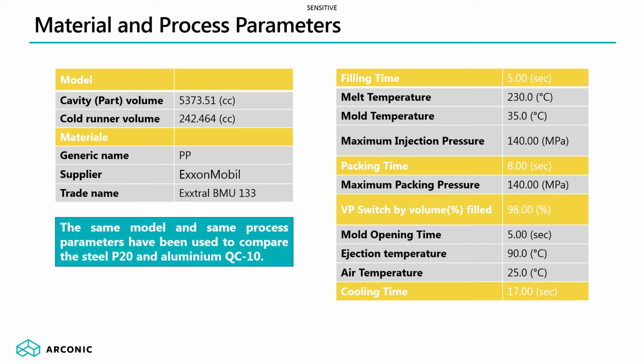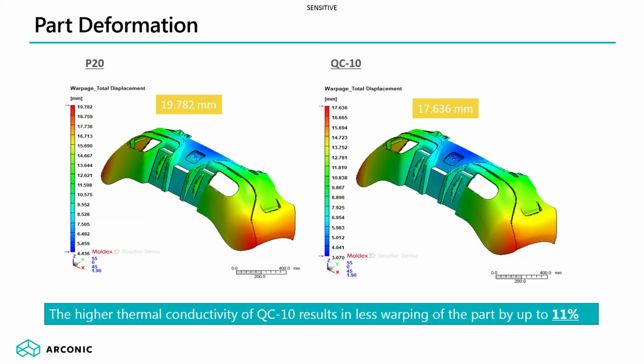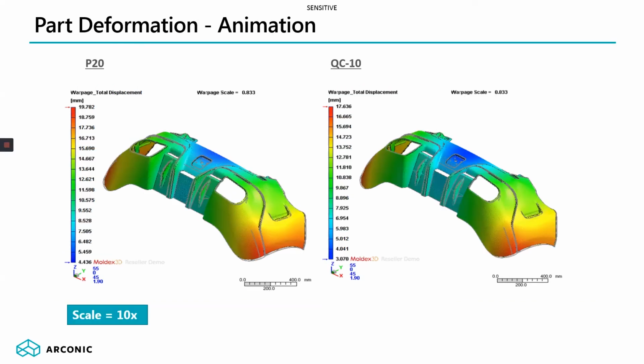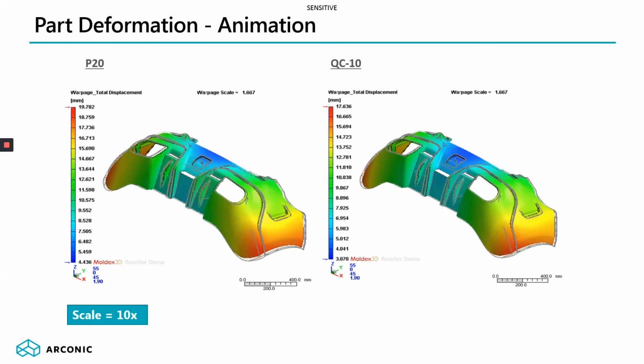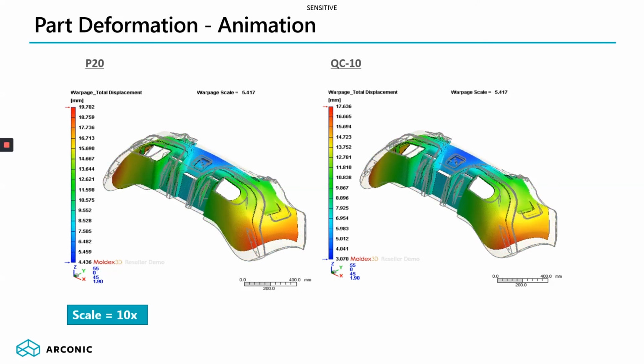Running the Moldex 3D simulation, the following results were obtained. Based on overall part deformation, Moldex 3D calculated that there would be less warpage in the part produced using QC-10, by up to 11%. Taking note of the scales, you can see from the animation where the deformation will be greater in the part produced from the P20 mould.